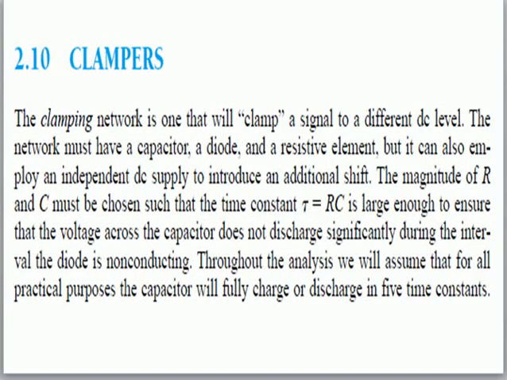Students, in today's lecture we will discuss clampers. A clamper circuit is also an application of the diode, and basically what is a clamping network? It is one of the networks in which a signal will clamp to a different DC level. It means we are discussing a type of circuit in which there must be a DC supply, because of that the signal will clamp to a different level.